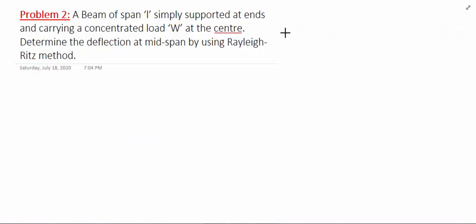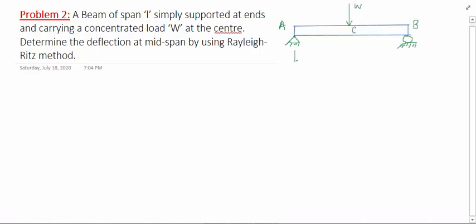So first we have to draw the problem. The simply supported beam has to be drawn. Let us assume that the left end is hinged and the right end is roller supported, with ends A and B, a point load W at the middle, and the length of the beam is L.